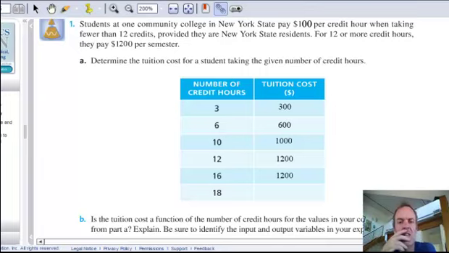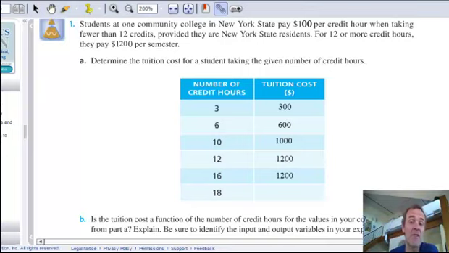Okay, so we're going to tie everything together with something that might be familiar here. You are charged $100 per credit when taking fewer than 12 credits. If you take 12 or more, you are only charged for those 12 credits. In other words, if it's $100 per credit, 12 credits is $1,200. So we're not going to charge you any more than that. If you take more than 12 credits, you still just pay the $1,200.